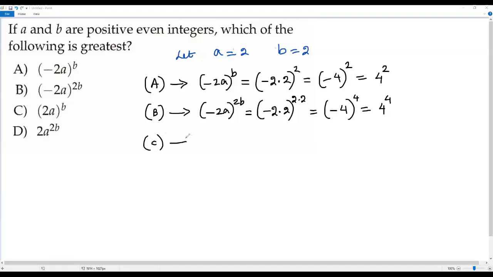Okay, now let me take option C. 2A to the Bth power. So let's plug in A equals 2 and B equals 2. I get 2 times 2 over here is 4, 4 to the second power.